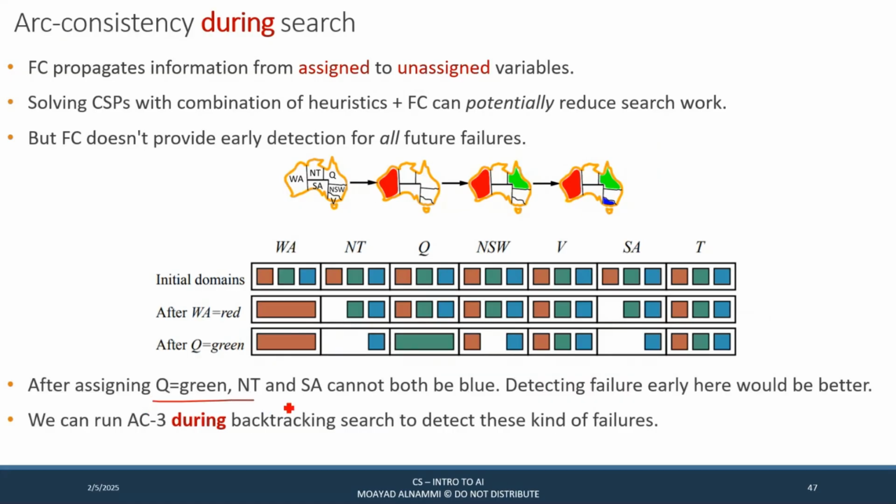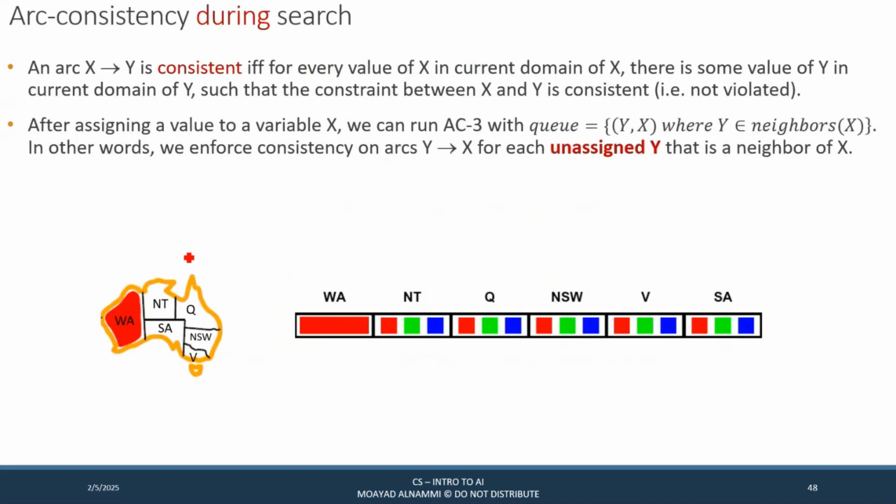So after assigning Q equals green, NT and SA cannot both be blue. Detecting failure early would be better. We can run AC3 during backtracking. So let's see how this is done. I'm going to show you how AC3 can be run during backtracking and show you how we were able to detect it. Now I want to emphasize that what I'm showing you here is done within the search node.